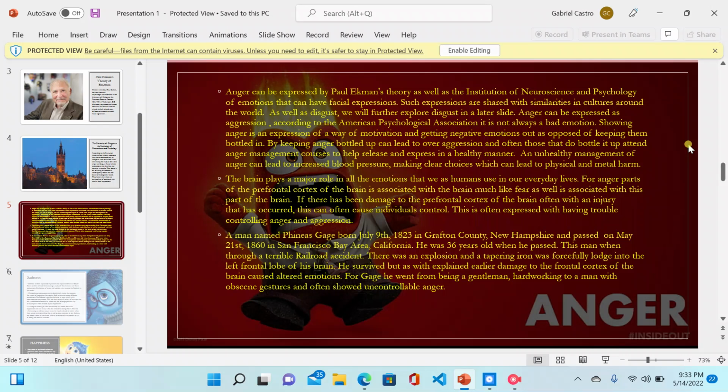A man named Phineas Gage, born July 9, 1823 in Grafton County, New Hampshire, and passed on May 21, 1860 in the San Francisco Bay Area, California. He was 36 years old when he passed, but this man lived through a terrible railroad accident. There was an explosion, and a tamping iron was forcefully lodged into the left frontal lobe of his brain. He survived, but as explained earlier, damage to the frontal cortex of the brain caused Phineas Gage's emotions to be altered. He went from being a hard-working gentleman to a man with obscene gestures who often showed uncontrollable anger.